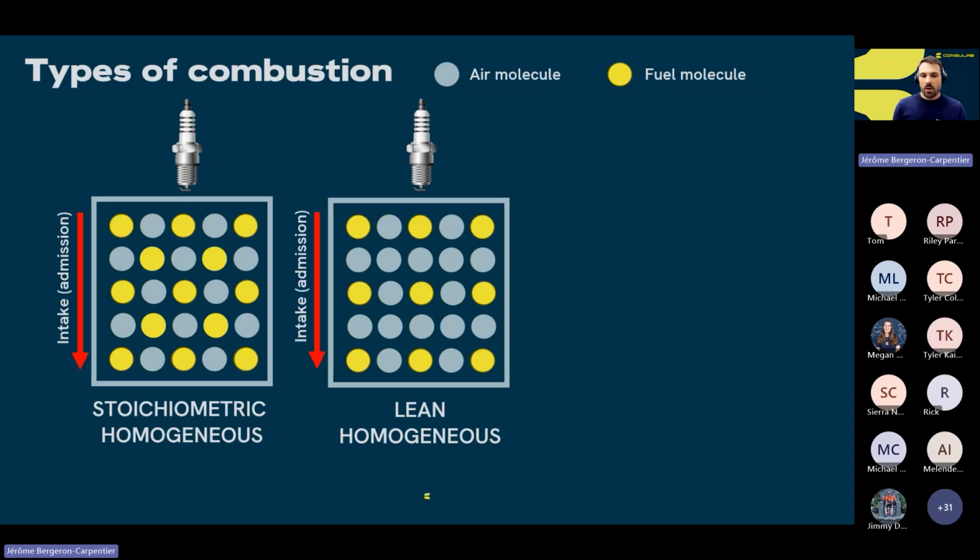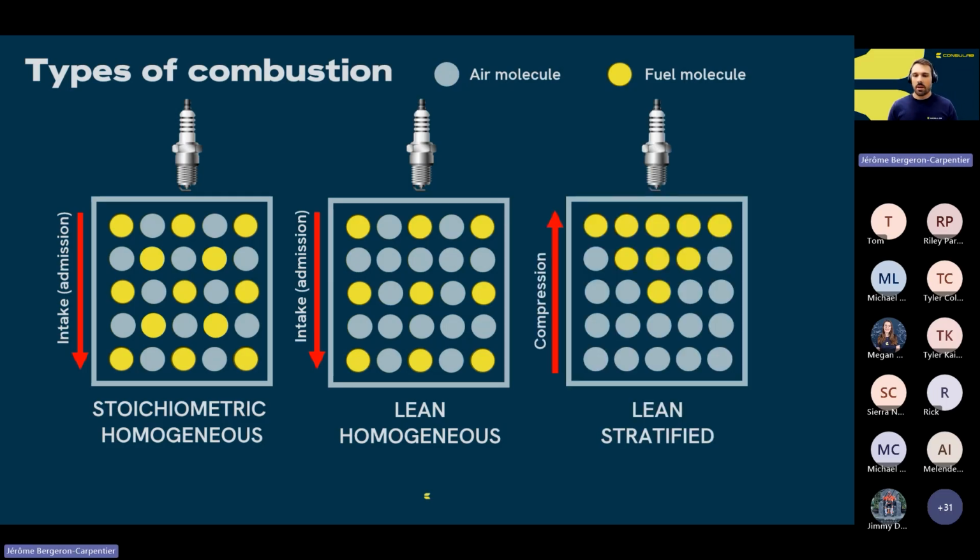Then we have the lean homogeneous. Basically, we have a mixture again coming inside the engine in the intake cycle. But then, as we can see, there are more air molecules than fuel molecules.